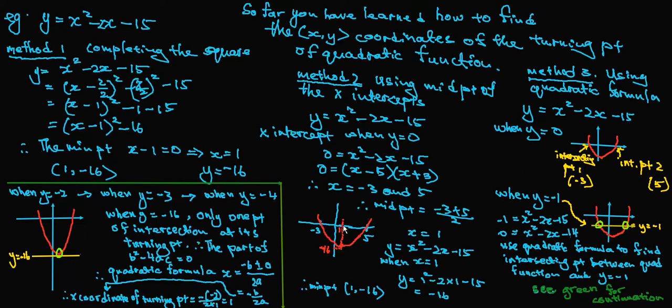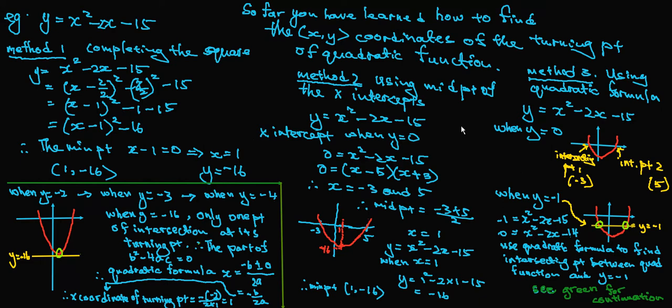Okay, so x equal to 1, this line here, will become the axis of symmetry. Therefore, the x coordinate at this point is also x equal to 1. To find the y coordinate, you just take the original function y and substitute x equal to 1. You will be able to find the y value, which is minus 16. So x equal to 1 and y equal to minus 16 is the minimum point.